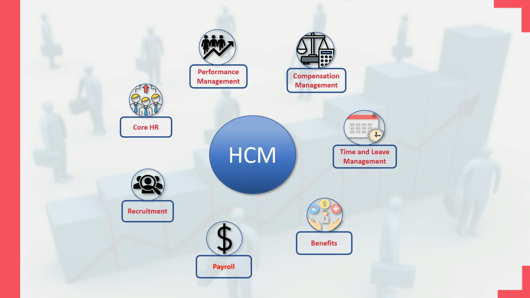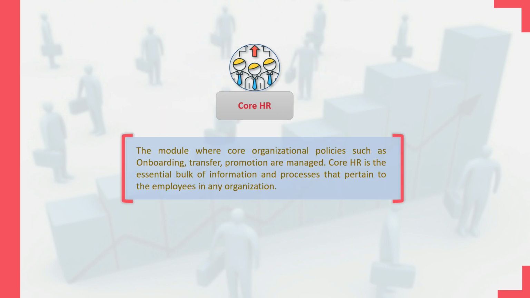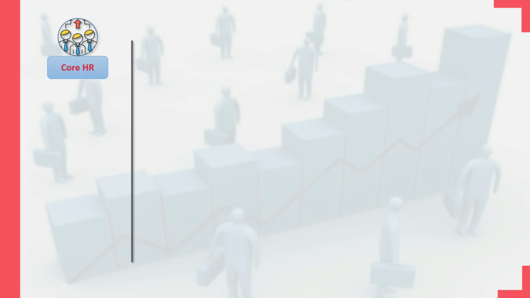Now let's look at core HR. This is the module where core organizational policies such as onboarding, transfers, and promotions are managed. Core HR is the essential bulk of information and processes that pertain to the employee in any organization. Now let's look at its life cycle. It starts with onboarding.